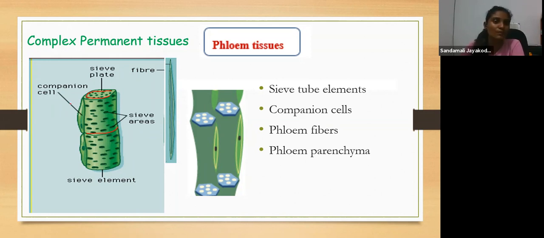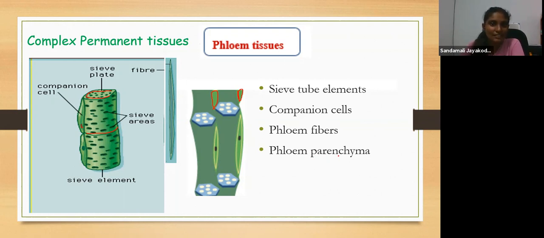The sieve tube element doesn't have a nucleus, so the companion cell helps the sieve tube element to carry out its cellular functions. And then there are phloem fibers. This is the phloem fiber. It is a dead cell, as we have learned. It's a sclerenchyma cell. Then the phloem parenchyma can be seen here. These are the phloem parenchyma cells. The specialty of the companion cell is that it has a clear, prominent nucleus because it has to control both the companion cell and the sieve tube element.